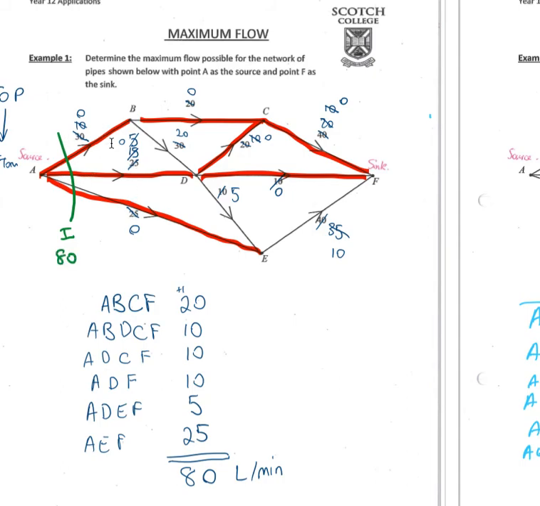So when you do the systematic approach, you're able to use the minimum cut method, min cut equals max flow, to confirm your answer. And in this case, it's very easy to find it by looking at where all the pipes are busted. So this is maximum flow.